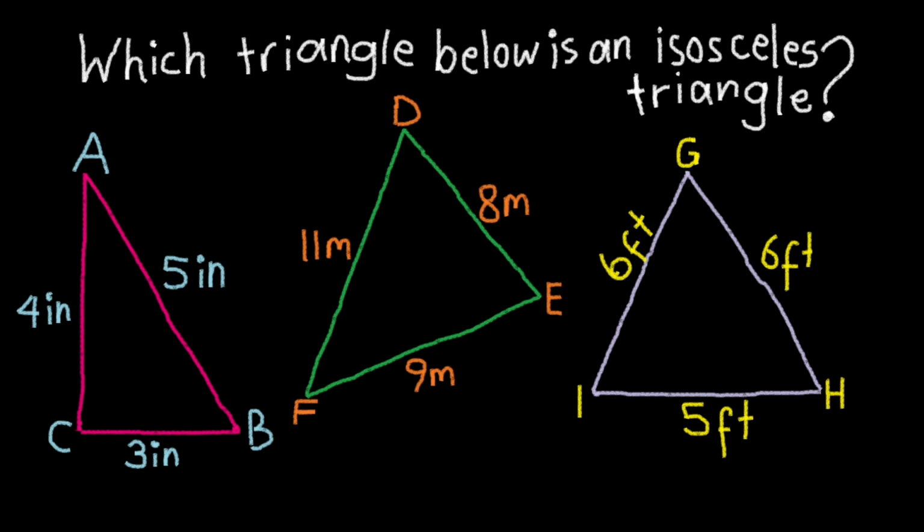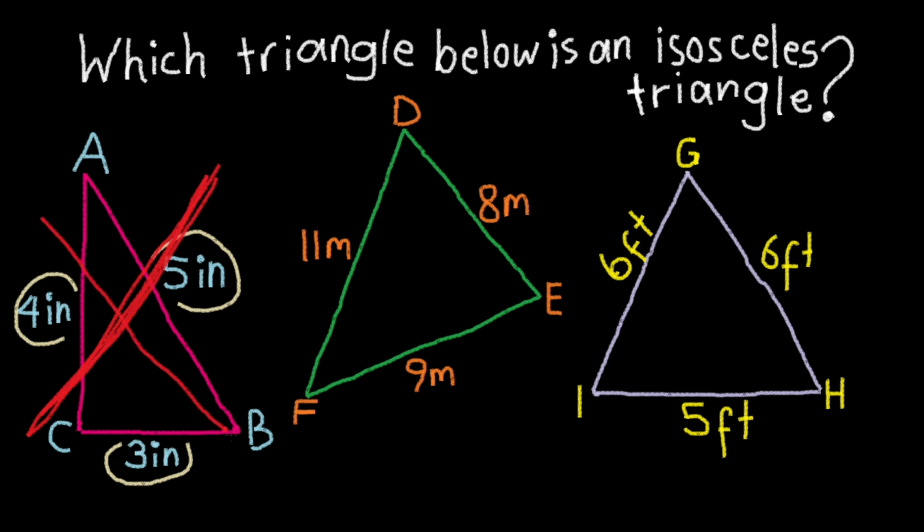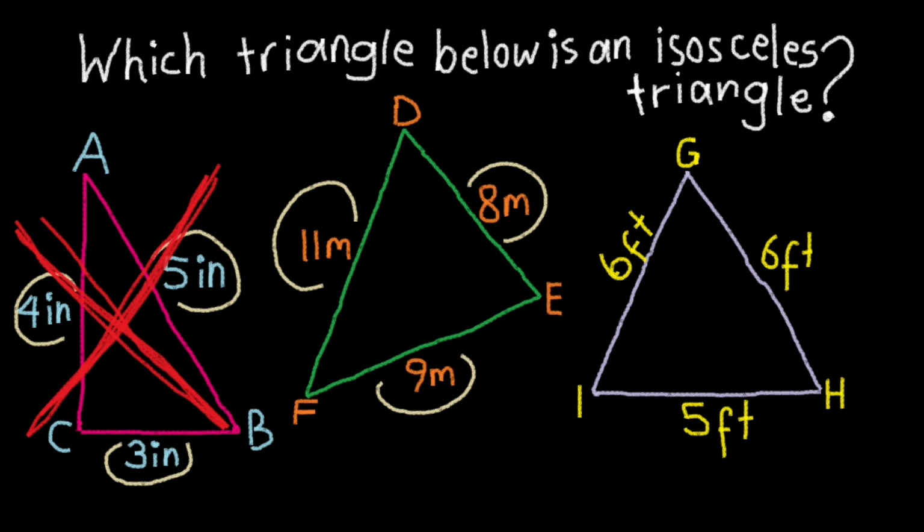Let's first check the triangle ABC. Its sides are 3 inches, 4 inches, and 5 inches. None of its sides are equal to each other. So ABC is definitely not an isosceles triangle. Let's take a look at the second one, the triangle DEF. Its sides are 8 meters, 9 meters, and 11 meters. Again, there are no sides that are equal to any other side, so DEF is also not an isosceles triangle.